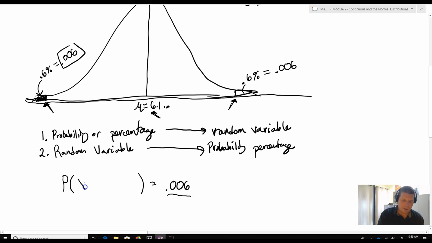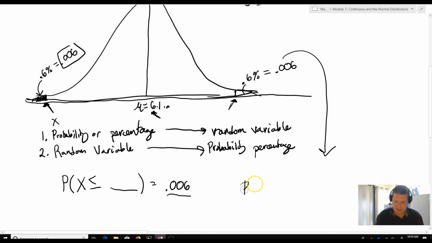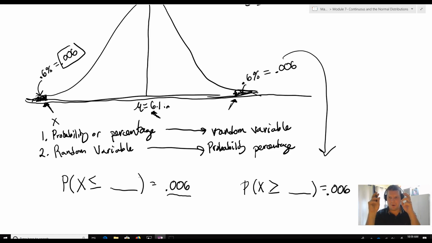And what I want to know is what my x is going to be. Because this is some x that's going to give me a probability less than or equal to 0.006. And then this one over here is going to be the probability that x is greater than or equal to some value, and I don't know what it is, but on this side, again, we're going to have 0.006.